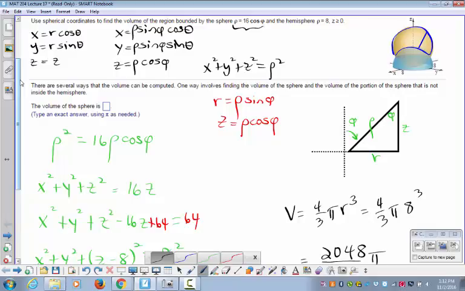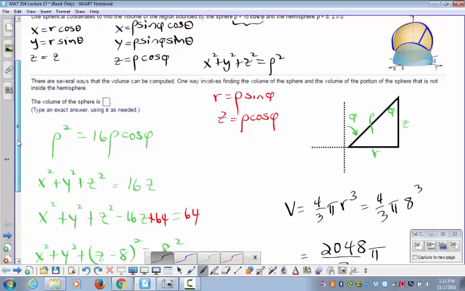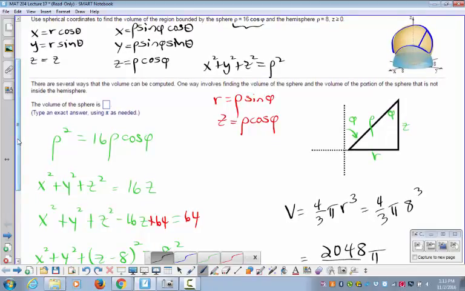Now we have to figure out the volume outside of the hemisphere, so inside the sphere but outside of the hemisphere, and then we can subtract it from that. In order to do that, we know theta is going to go all the way around, and rho is going to start at rho equals 8, the hemisphere's radius. So it's 8 units from the origin that it's starting, and it's going out to, what's rho for the outer one? Rho is equal to 16 cosine phi. So we're going to go from 8 to 16 cosine phi. Those will be our limits for rho.